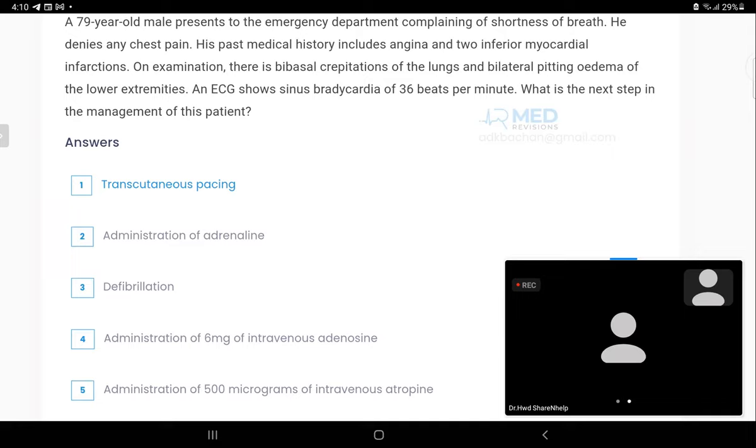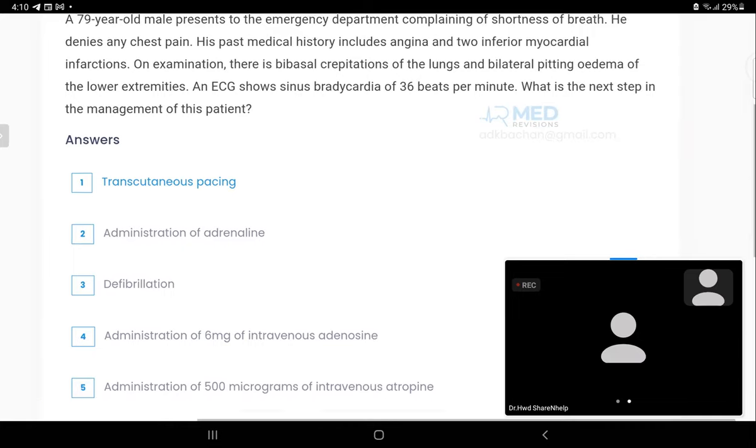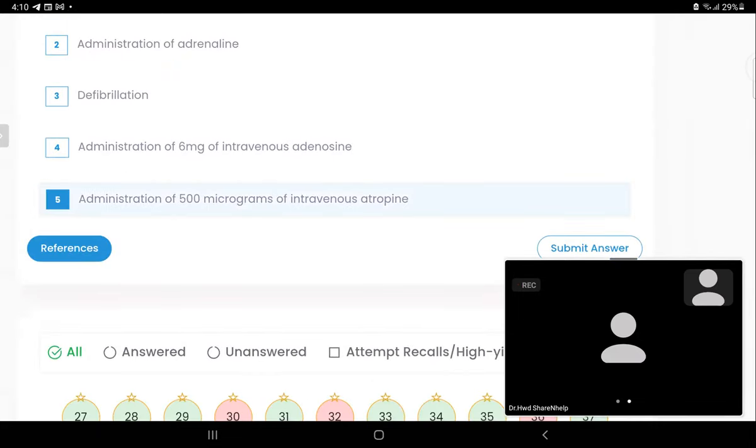So as soon as you go to their emergency department, you're going to treat their patients. And how would you treat them? You're going to see a patient who has got bradycardia on the ECG and they're symptomatic. As you see in here, this is a 79-year-old. She's got shortness of breath and she's denying any chest pain. So she's symptomatic and she has bradycardia. 36 beats per minute is bradycardia. As soon as you see that, go for intravenous atropine, right? That's the first thing. If atropine doesn't work out, temporary pacemaker, transcutaneous pacing. If that doesn't work out, then permanent pacemaker, right?